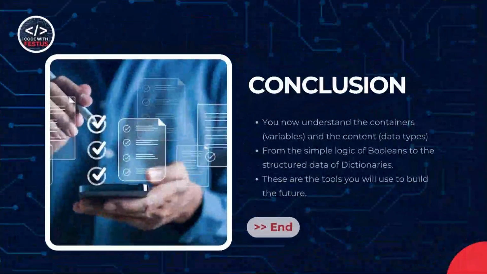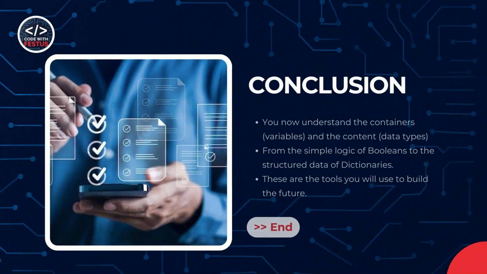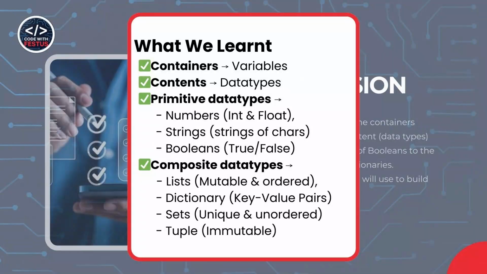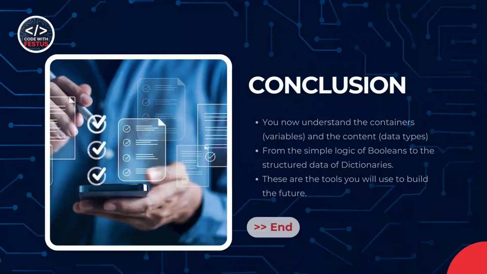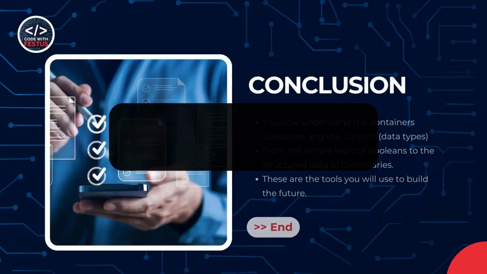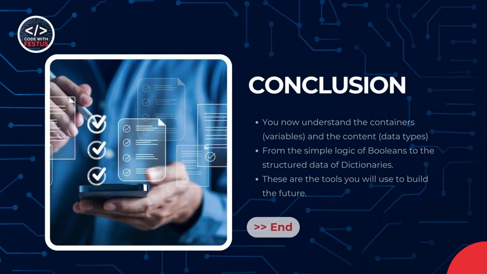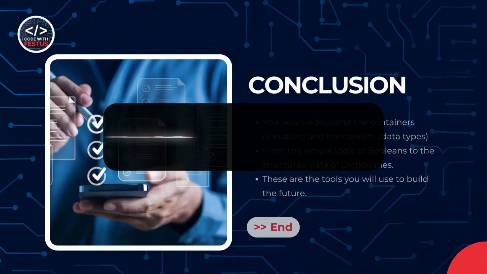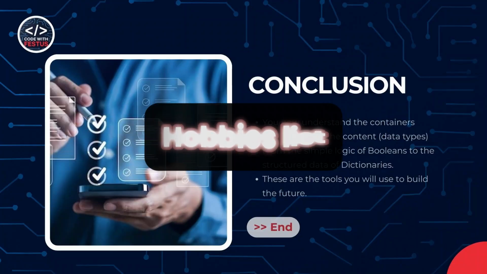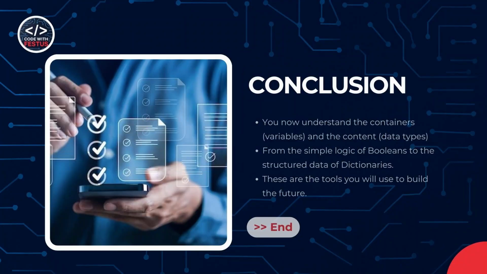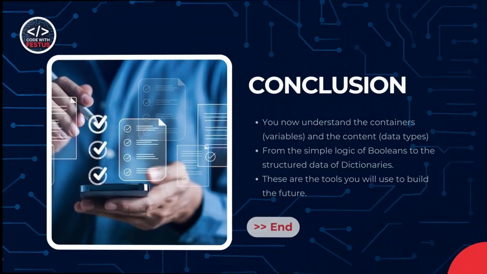You've just taken a massive step into your coding journey. You now understand the containers, variables, and the content, data types, that make up the world of Python. From the simple logic of Booleans to the structured data of dictionaries, these are the tools you will use to build the future. Take a moment to practice. Try creating a few variables on your own. Create a string for your name, an integer for your age, and a list of your favorite hobbies, or who knows, a tuple of your exam scores.